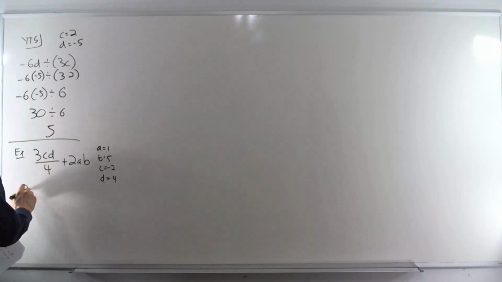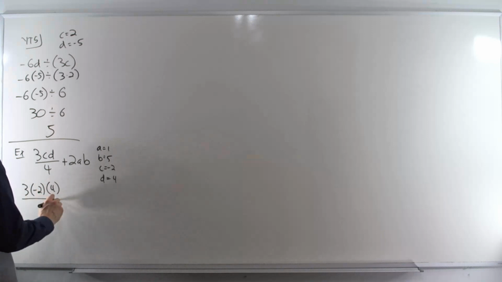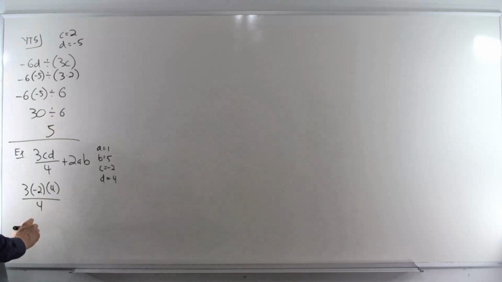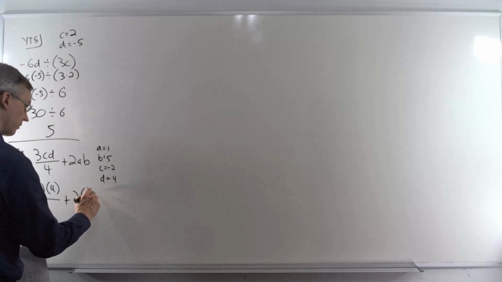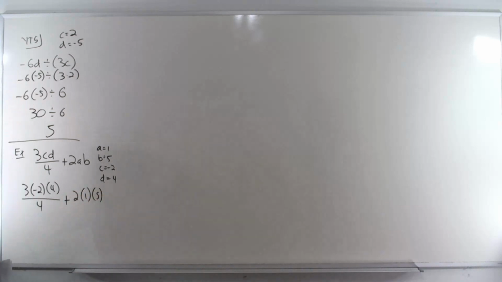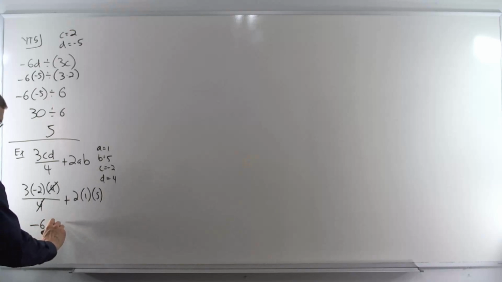So we got 3, and then c is -2, and d is 4. So there's a numerator, divide by 4, plus 2 times a, which is 1, and b, which is 5. Now notice we've got something that matches on top and the bottom, so we can cancel those out. 4 over 4 is 1, so we cancel those. So we're left with 3 times negative 2, so that's negative 6, plus 2 times 1 times 5.